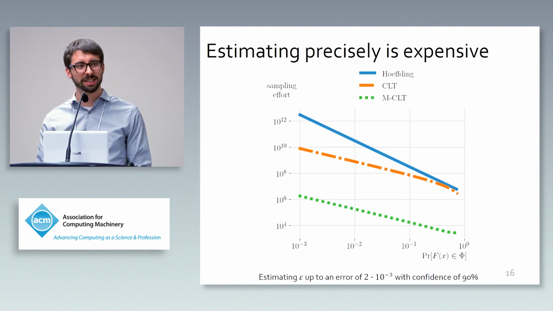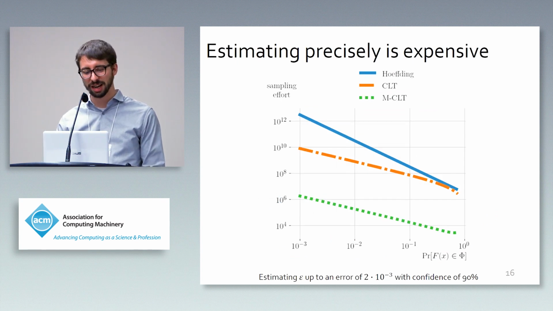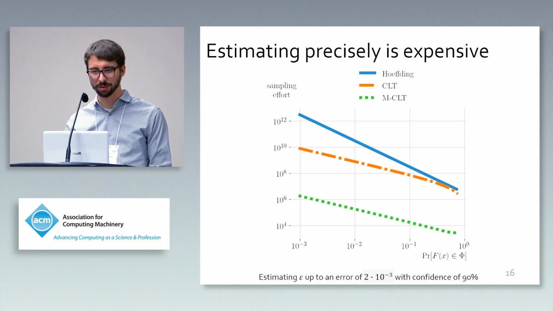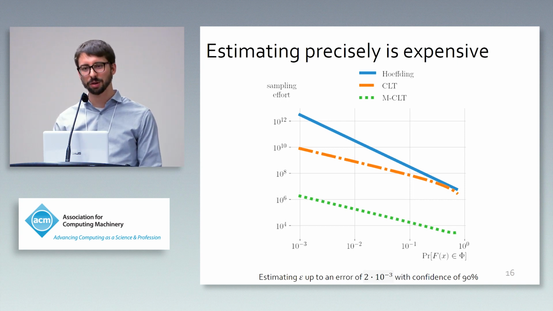On this graph, you can see that unfortunately, reaching a high precision is very expensive. Here, again, we're targeting this precision of 2 × 10⁻³, and the blue curve shows you the sampling effort you need if you want to estimate the epsilon up to this precision with a confidence of 90%. What you can see here in particular is that even if we are estimating moderately large probabilities like 10%, we will need more than 10⁸ samples.